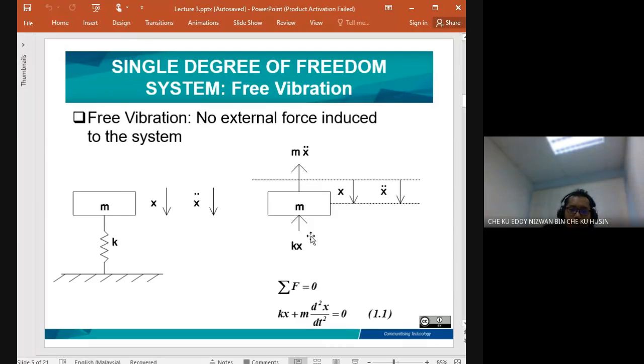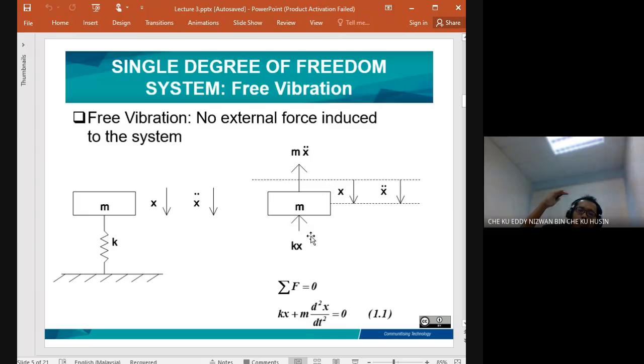Now we look at the inertia. You have to know that the inertia force always goes in the opposite direction of the motion. Now the mass moves in the downward direction, and the inertial reaction will go in the opposite direction.